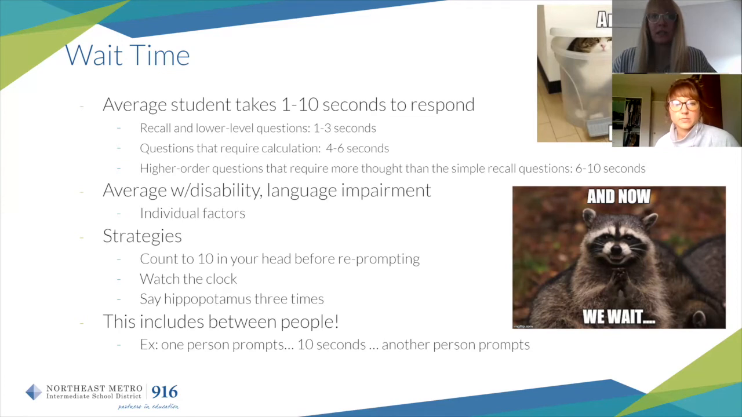Something that's important to think about when you're thinking about wait time is that wait time includes between people. So if you give the student a direction, that means that the person sitting next to you or the classroom teacher, you should be waiting 10 seconds before that next person says something. So we don't want to get into this habit where we're rapid firing questions or directions at students, because they need up to 10, 20 seconds to process even that first thing that you said to them.